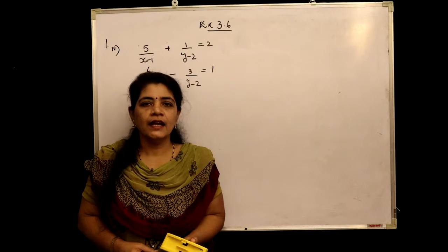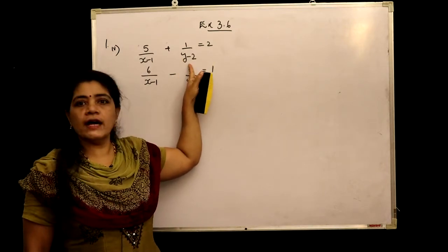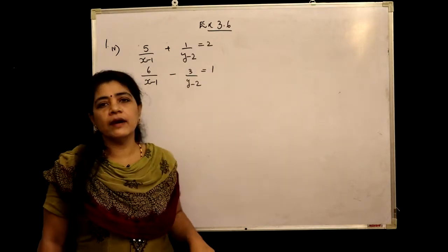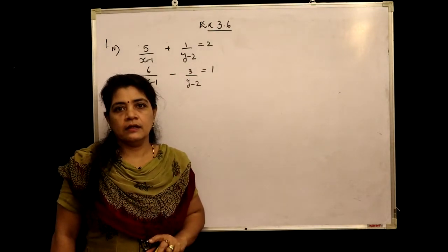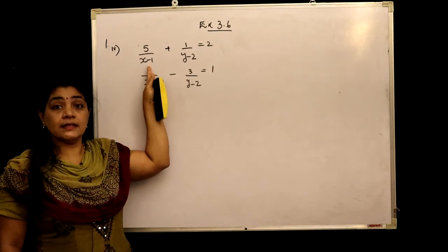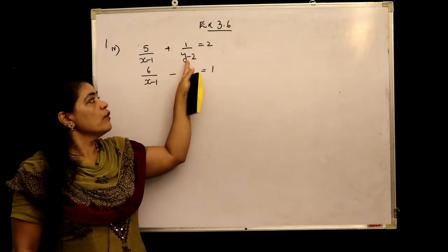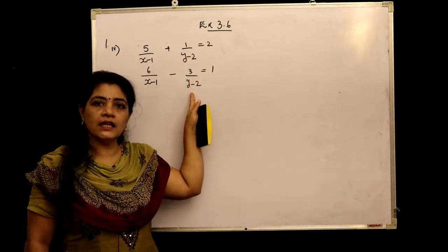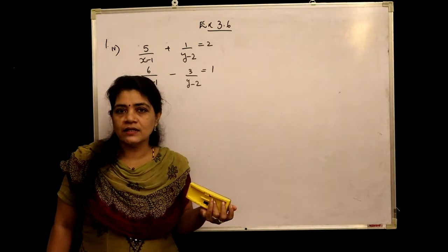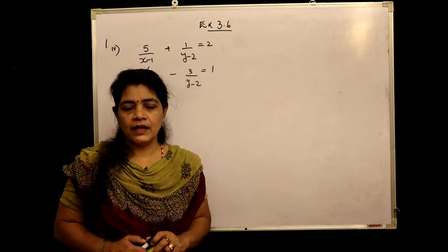Now the fourth question. Here we have 5 by x minus 1, plus 1 by y minus 2 is equal to 2, and 6 by x minus 1 minus 3 by y minus 2 is equal to 1. See children, here the variables, see x minus 1, that x is in the denominator, and here also x minus 1 in the denominator. Here y also in the denominator. Here in the second equation the y is also in the denominator. So first we are going to reduce the given equations into a pair of linear equations in two variables by suitable substitution. Here what can be done, children?